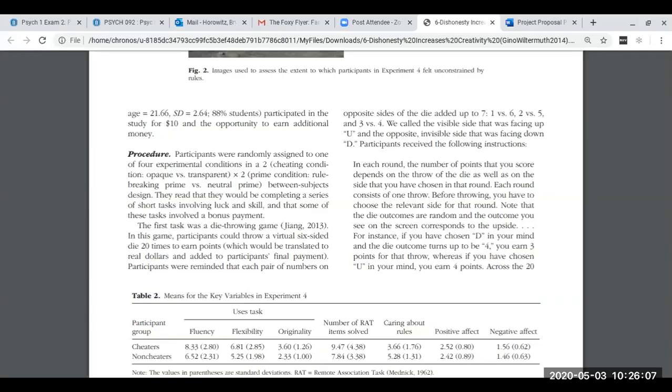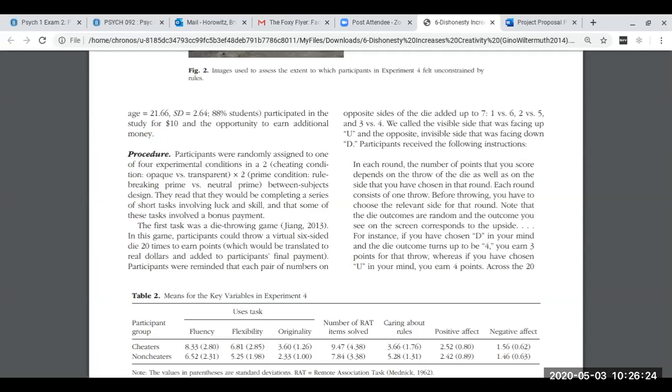In each round, the number of points you score depends on the throw of the die as well as the side you have chosen in that round. Each round consists of 1 throw. Before throwing, you have to choose the relevant side for that round. Note that the die outcomes are random, and the outcome you see on the screen corresponds to the upside.